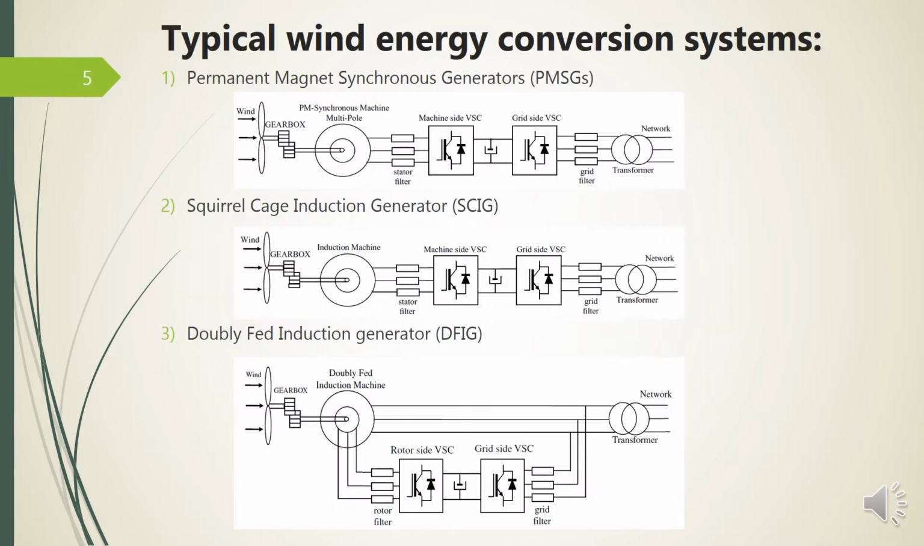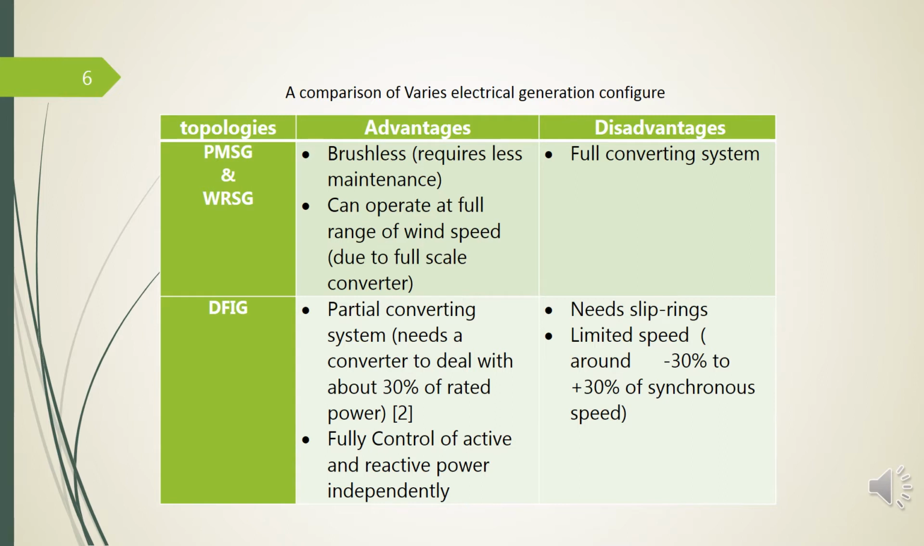These days, mostly we use three different energy conversion systems, which are based on a permanent magnet synchronous generator, a squirrel cage induction generator, or a doubly fed induction generator. It is common that for a standalone system we use a permanent magnet synchronous generator, and for a grid-tied system we use DFIG. But like any other system, they have their own advantages and disadvantages.